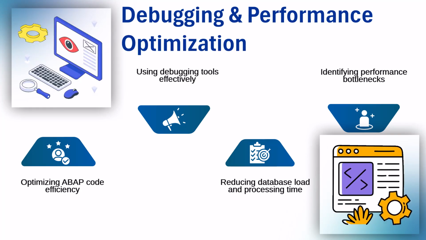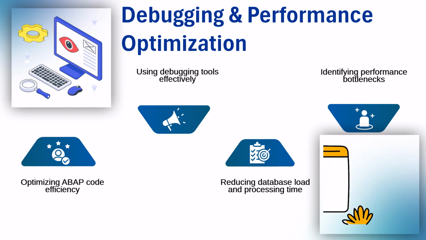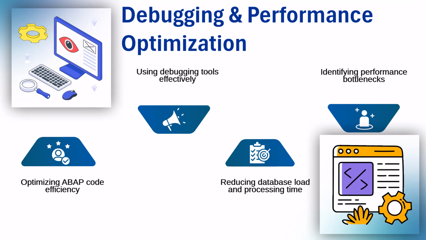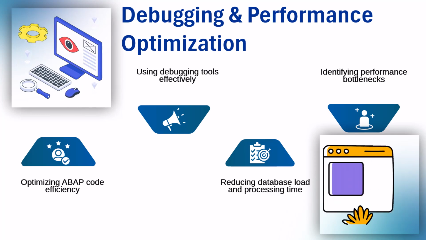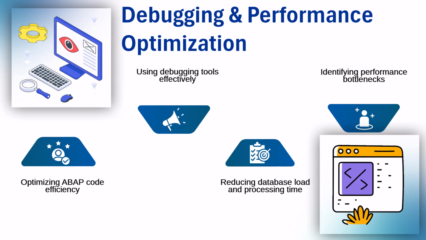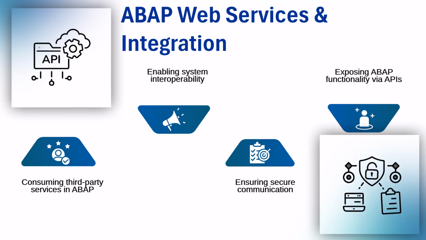Debugging is like detective work, except instead of solving crimes, we solve why is my program breaking. Mysteries. Spotting bottlenecks early saves future headaches. Optimizing ABAP code makes it leaner, meaner, and faster. And let's be honest, who doesn't love a well-optimized system that runs like a sports car instead of a rusty old bike?